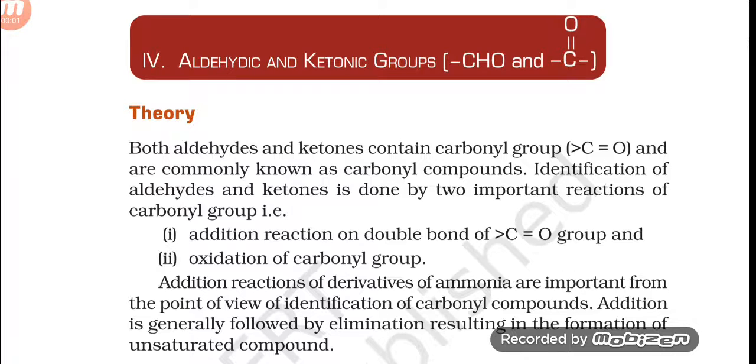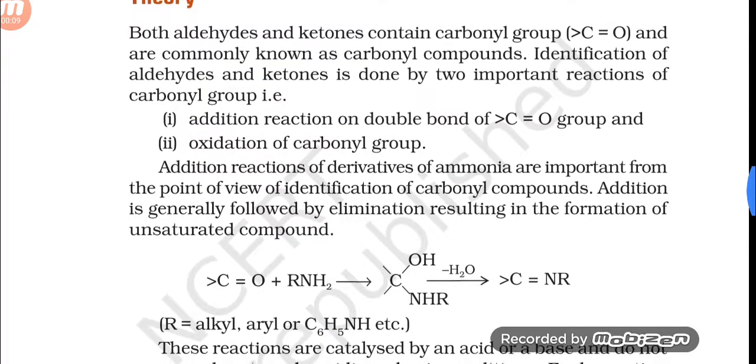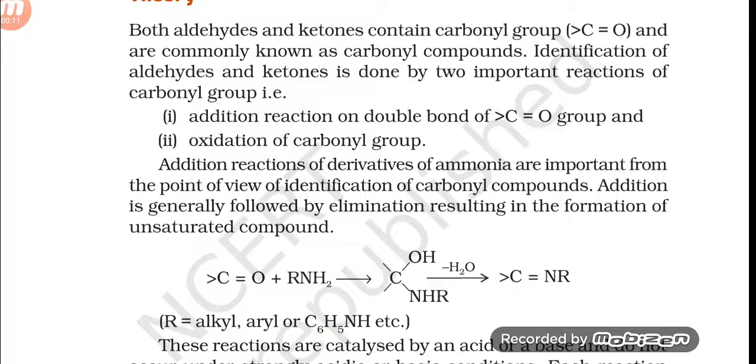We will start aldehydic and ketonic groups, which is the fourth part. First of all, we will do the theory: both the aldehydes and ketones contain the carbonyl group, C double bond O, and they are commonly known as carbonyl compounds. Identification of aldehydes and ketones is done by two important reactions of the carbonyl group: the first one being the addition reaction on the double bond of the carbonyl group, and the second one is the oxidation of this carbonyl compound.